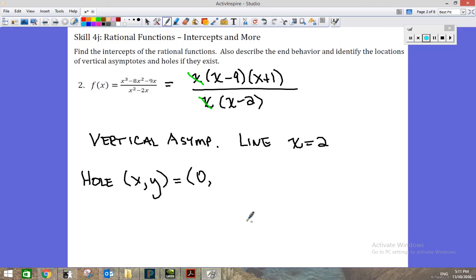To determine the y-coordinate of the hole, if I plug the 0 back into the original function, I get 0 divided by 0, which is undefined. So I have to plug 0 into this reduced fraction and see what I get. Well, in the numerator, I get negative 9 times a positive 1, which is just negative 9. And in the denominator, when I plug in 0, I get a negative 2. So the negative divided by negative is going to cancel, and I just have 9 divided by 2.